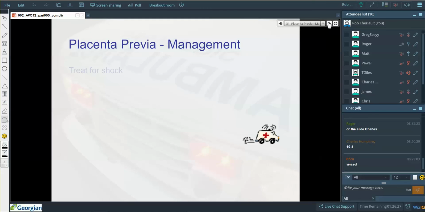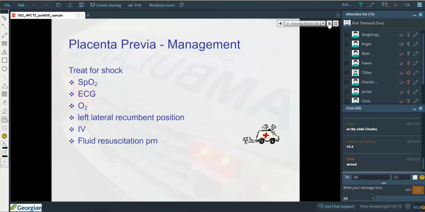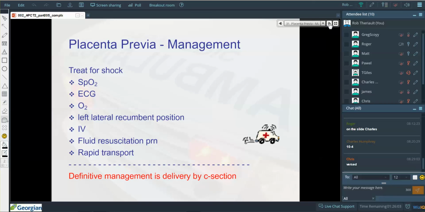So treat for shock, SpO2, ECG, O2, left lateral recumbent position, IV. We may even need to put them in a hands-and-knees position to prevent them from delivering, or Trendelenburg might be another option. It might be safer to secure them on a stretcher in a Trendelenburg position. Fluid resuscitation PRN, and transport. So these pregnancies have to be delivered by C-section.